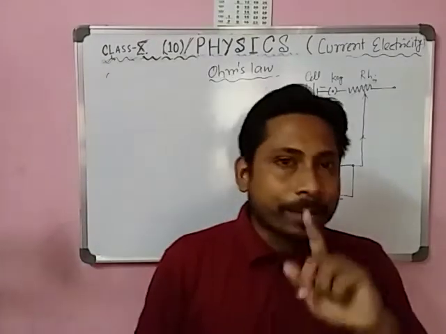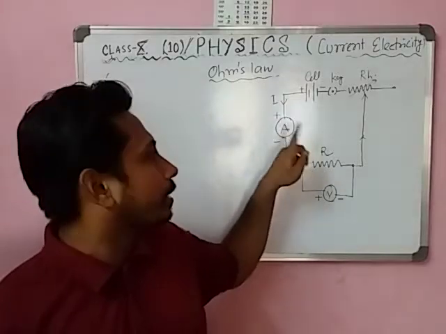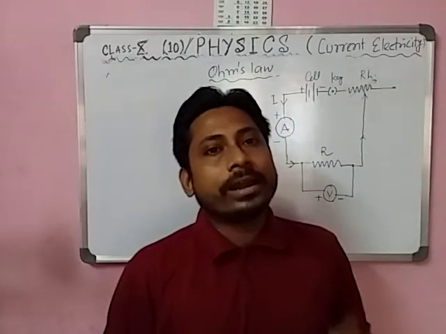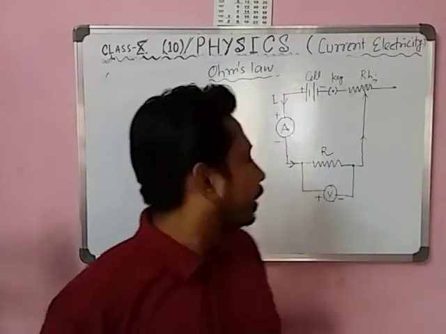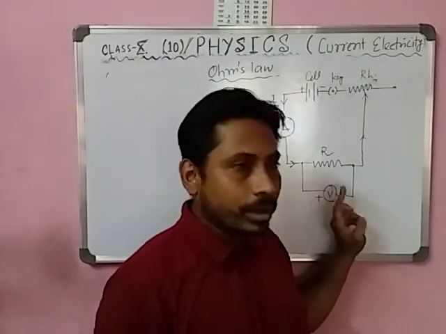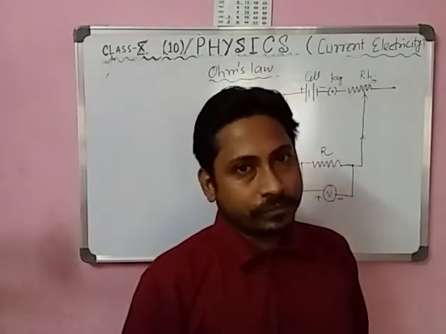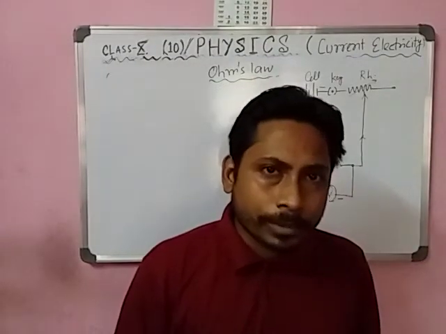So student, again I am telling you, the current is measured by the ammeter. There is a needle, so by the needle deflection you can record the current, and here also there is a needle of the voltmeter. By the reading of the needle, meaning the deflection, you can get the potential difference. Up to this, no problem.